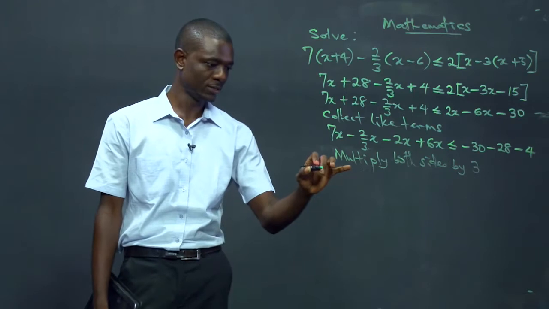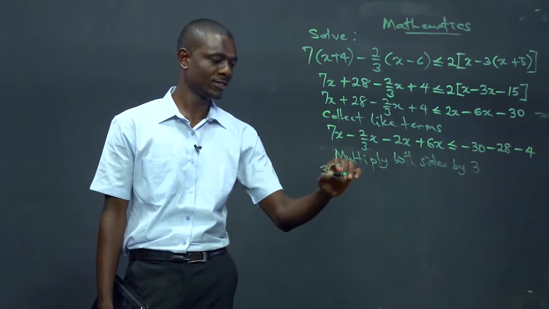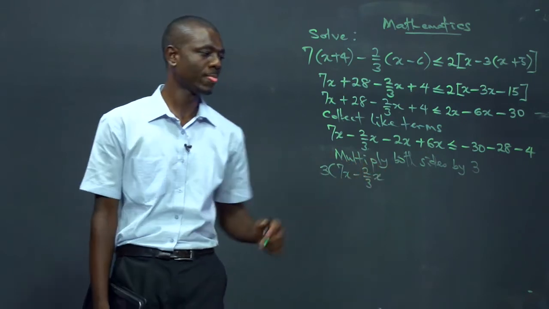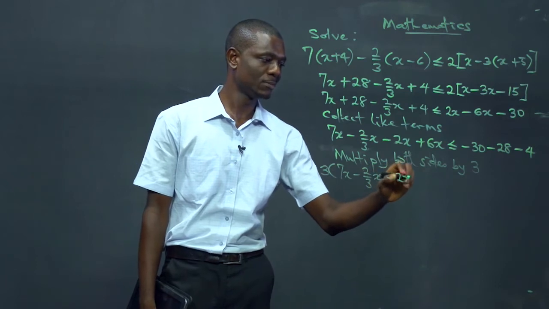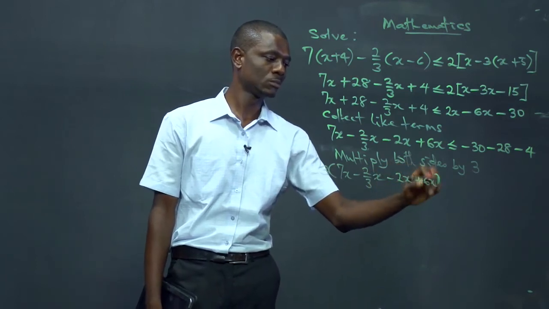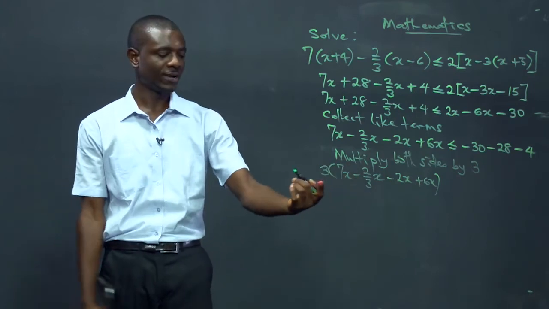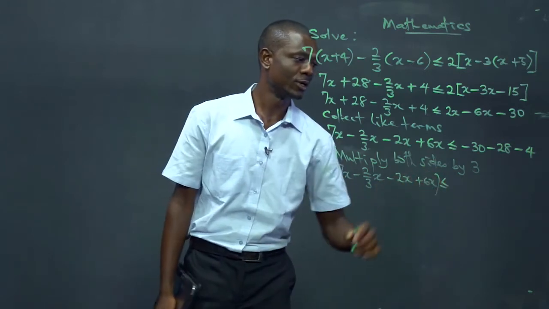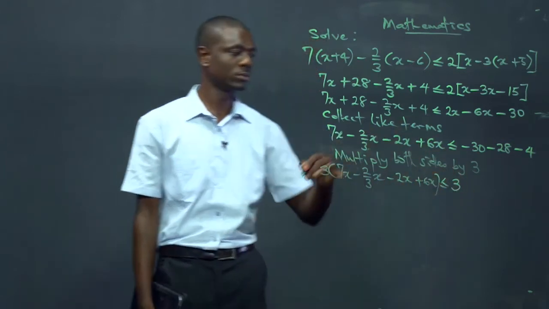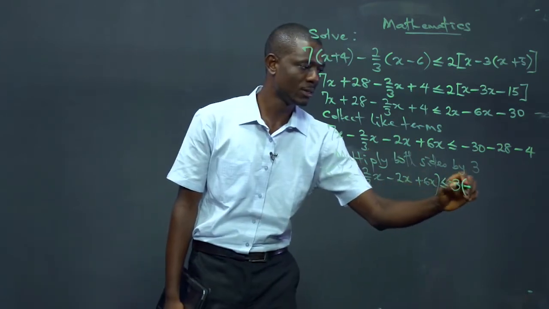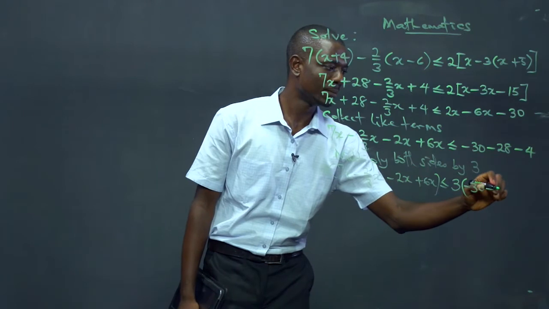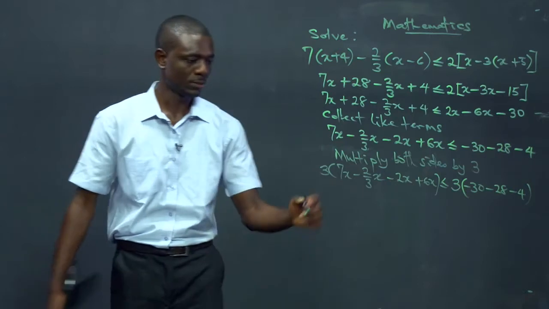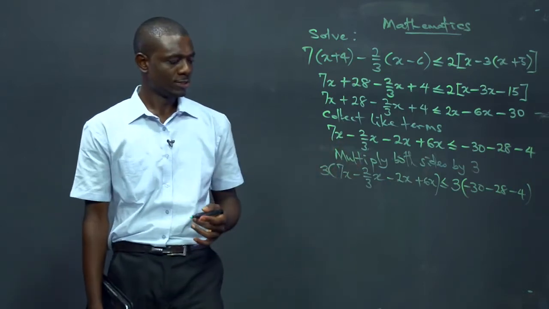Okay, so this means 3 into 7x minus 2 over 3x minus 2x plus 6x, and close the bracket. This way, the 3 affects every single term in the bracket. Less than or equal to, the same must be done to the right-hand side of the inequality. Minus 30 minus 28. This can be simplified immediately, but we could still proceed this way.